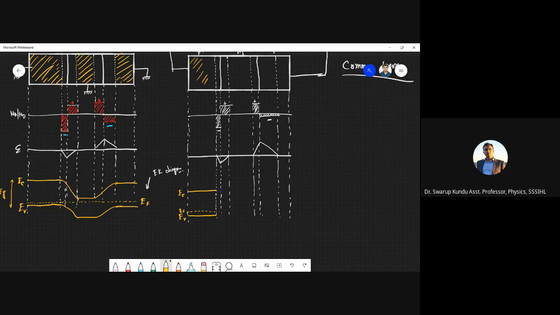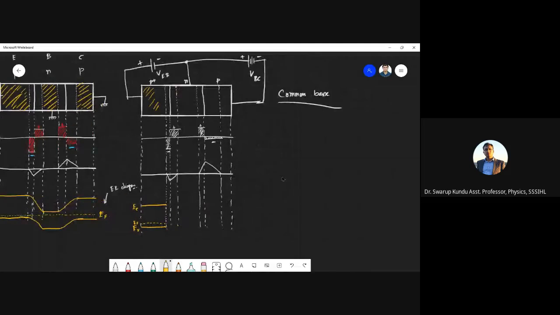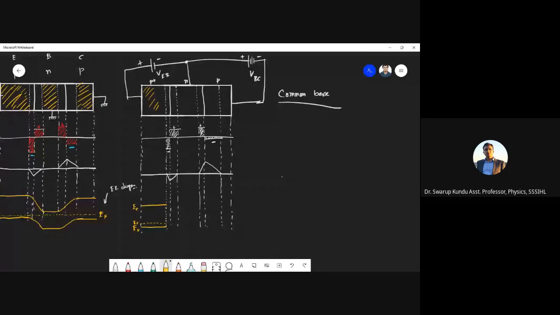Now what will happen? Okay, let me show this full. What will happen to this Fermi level in the N region? Will it go up or down? Can anyone respond to this? See, this emitter-base junction is forward biased. So will the Fermi level go up or down in forward bias? Up, it should go up, right? So how much should it go up? What will be the difference? VEB. Exactly.